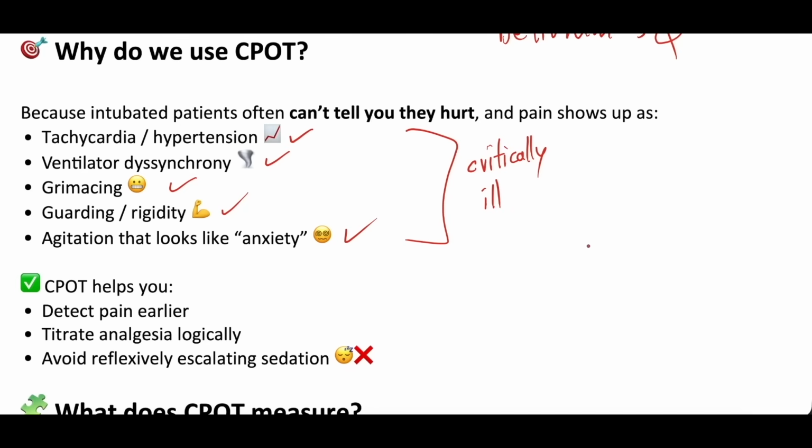We won't belabor the point, but identifying pain can save you a lot of pain, pun intended, of chasing all these other things that might be going on, when in reality, the manifestation that you're seeing is just because the patient's in pain.